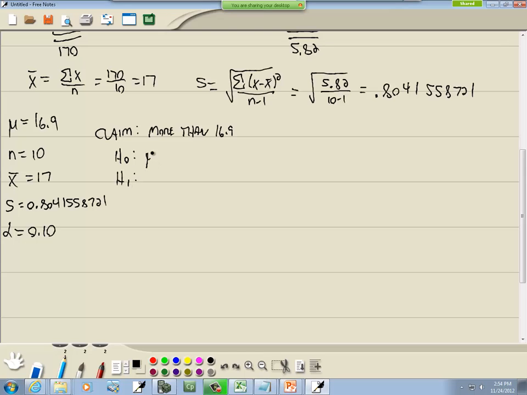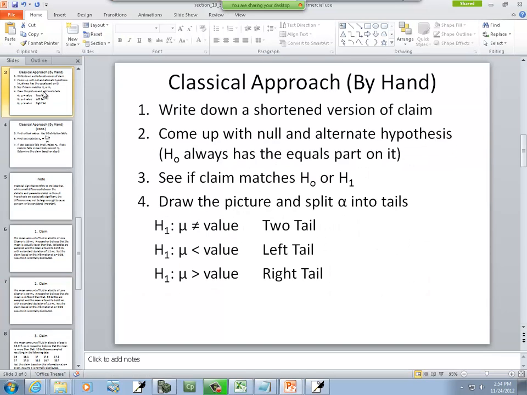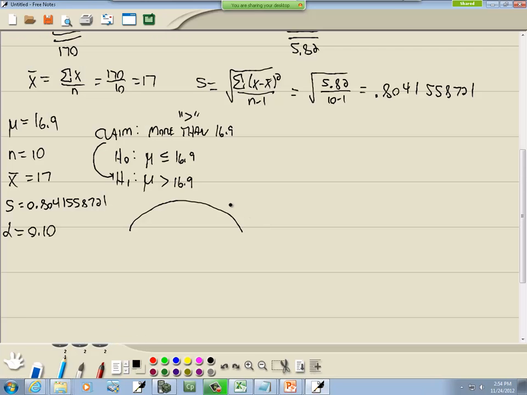Okay, these are means, so these are mu's. More than: the implication is that's a greater than, which goes here. That's greater than, and this is less than or equal to. Our claim matches H1. Greater than on H1 means a right tail.